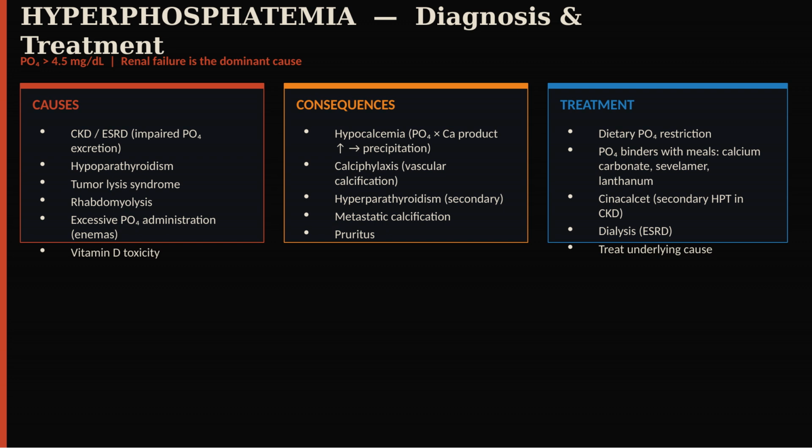You also get secondary hyperparathyroidism and pruritus. Treatment: restrict dietary phosphate. Use phosphate binders with meals, calcium carbonate, sevelamer, or lanthanum, with the binder timed to the meal so it traps the phosphate in the gut. Cinacalcet for the secondary hyperparathyroidism of chronic kidney disease. Dialysis in end-stage disease. And treat the underlying cause, which in the acute setting often means managing tumor lysis or rhabdomyolysis. Binders with meals, dialysis for the failing kidney, that's the core.